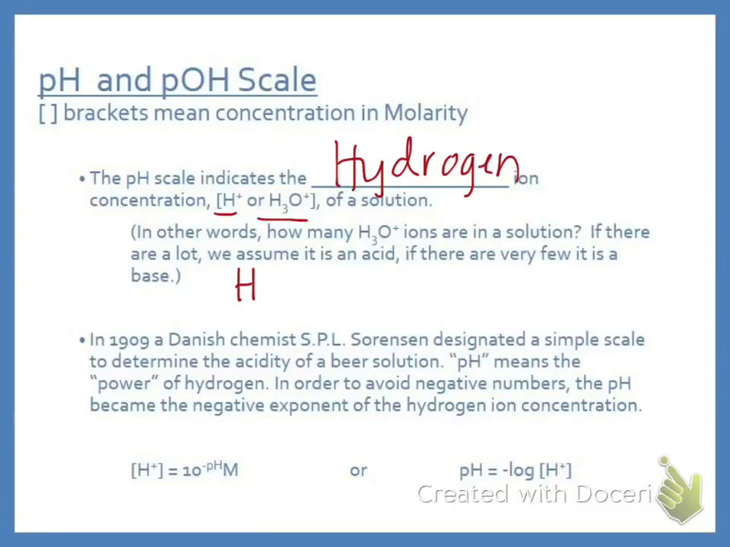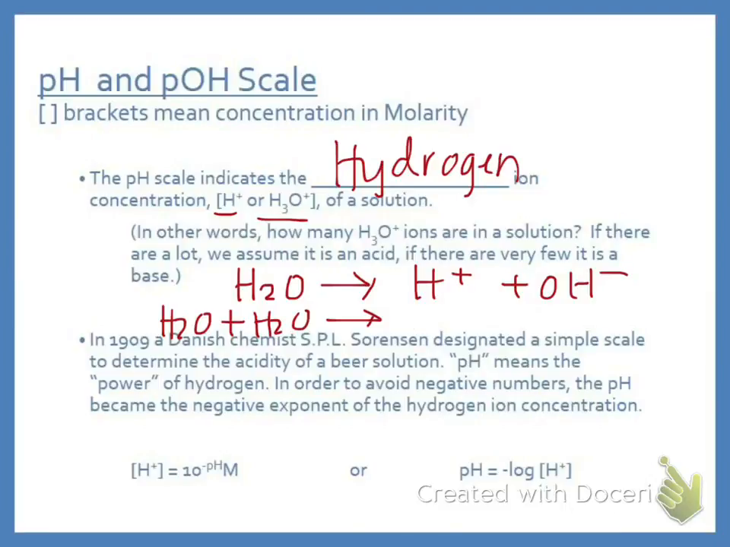If we're showing the breakdown of water by itself, we would say H+ plus OH-. But sometimes if we're saying we have water plus water, what we really end up getting is H3O+ plus the OH-. This is technically the correct way, the H3O+, but a lot of times you'll see it the other way instead because it's easier to write and basically means the same thing.